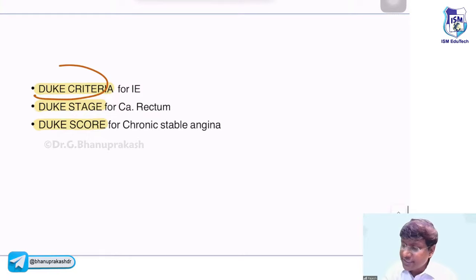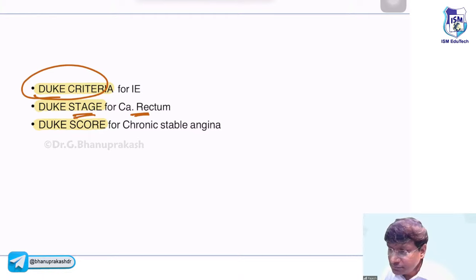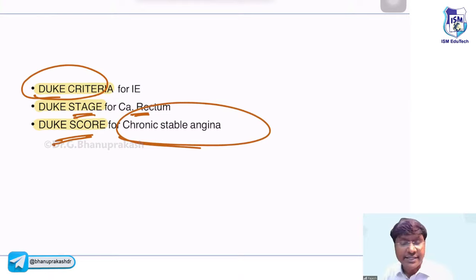And you also should be very much aware of what is called the Duke staging. The Duke staging is used for carcinoma of the rectum. And the next one is the Duke scoring. The Duke scoring is used for chronic stable angina. And in the Duke's criteria, what are the major and what are the minor criteria?